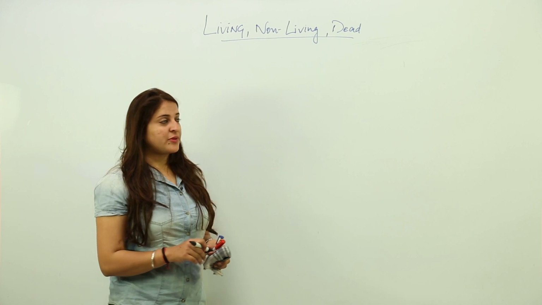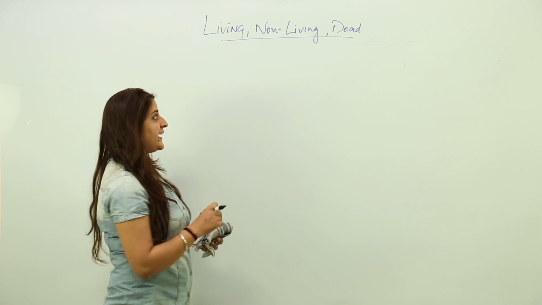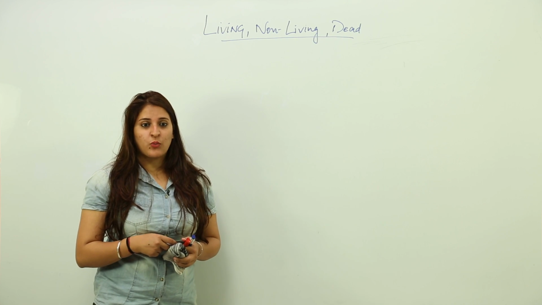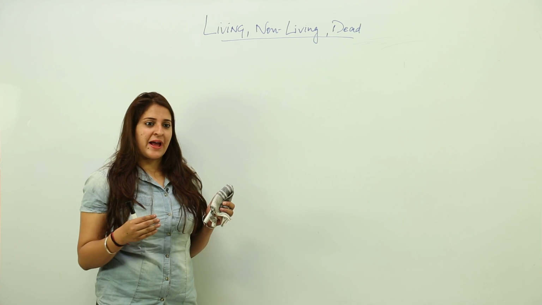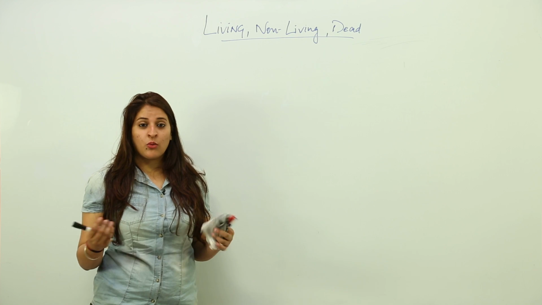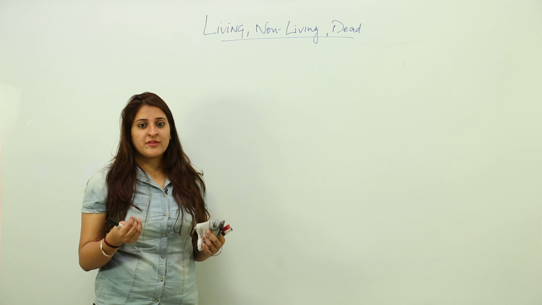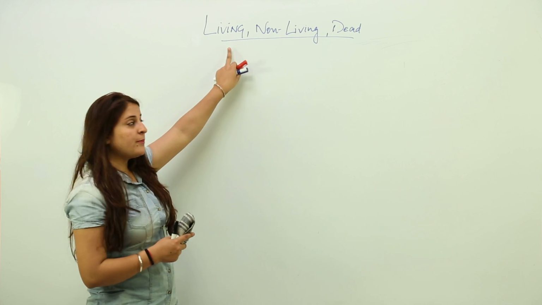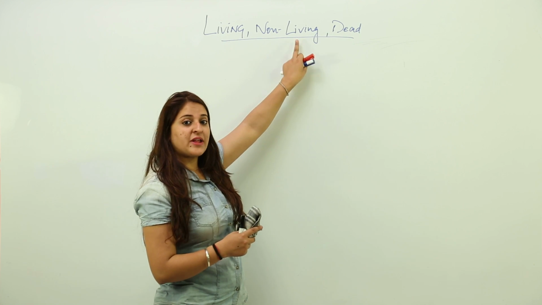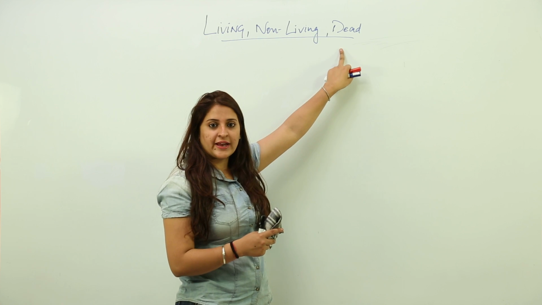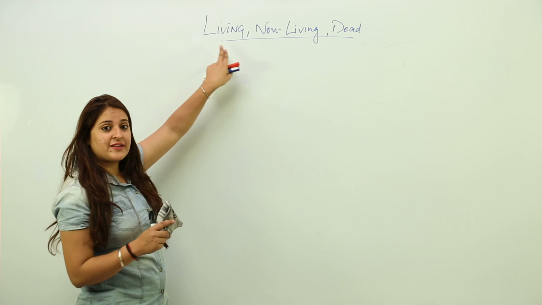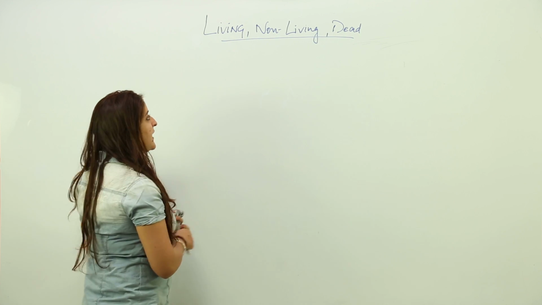Moving on to our next chapter, living, non-living and dead. We see a variety of organisms, a variety of things that are present in our environment. How do we differentiate them as what is living and what is non-living or what is dead? There must be some characteristics or features that are present in living organisms, but they are absent in non-living organisms, and they are also absent in dead organisms. So how do we differentiate all these terms?